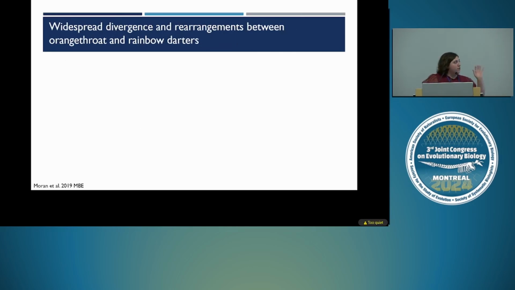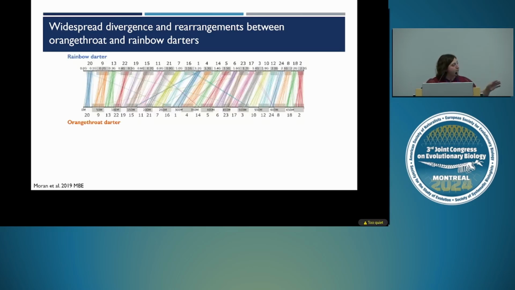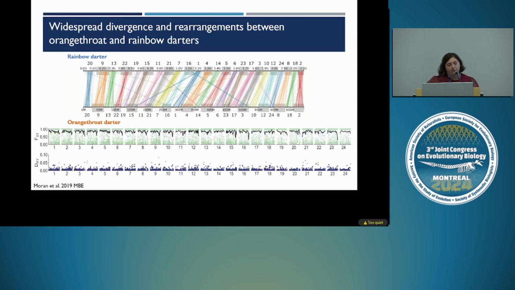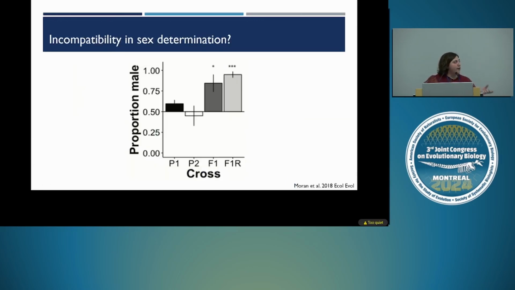We also know that there's widespread divergence and rearrangements between the orange throat and rainbow darters. This is a linkage map, and you can see a lot of places where there are potentially inversions and movement through the genome. If you look at DXY and FST across the genome, it's spread out across the genome. But today I'll be talking about this one reduction of hybrid fitness, where we have disproportionately male offspring in hybrid crosses.